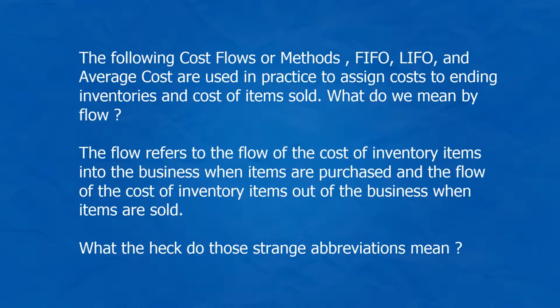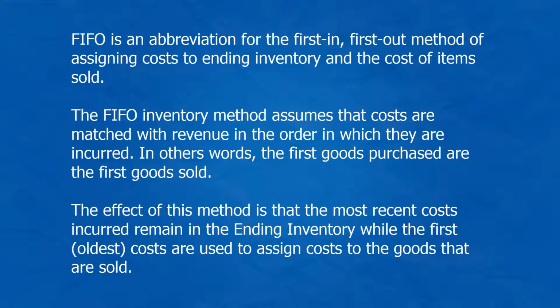The following cost flows or methods, FIFO, LIFO, and average cost, are used in practice to assign costs to ending inventories and cost of items sold. What do we mean by flow? The flow refers to the flow of the cost of inventory items into the business when items are purchased and the flow of the cost of inventory items out of the business when items are sold. What the heck do those strange abbreviations mean? FIFO is an abbreviation for the first in, first out method of assigning costs to ending inventory and the cost of items sold. The FIFO inventory method assumes that costs are matched with revenue in the order in which they are incurred.